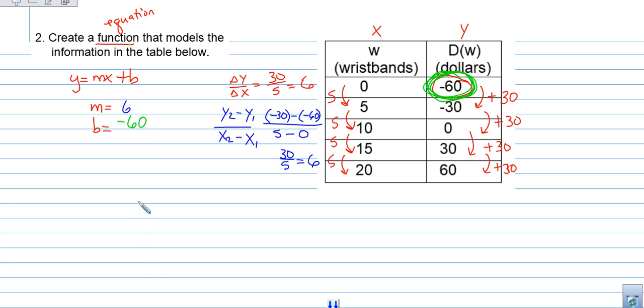Okay? So now, you would normally write it y equals mx plus b, y equals 6x minus 60, but we want to write in function notation, and we want to use the variables that they give us. And they give us variables right here, and it's already in function notation. So it should be really simple. So you got d of w equals, and then your slope, 6w, and then minus 60. And that's your answer.